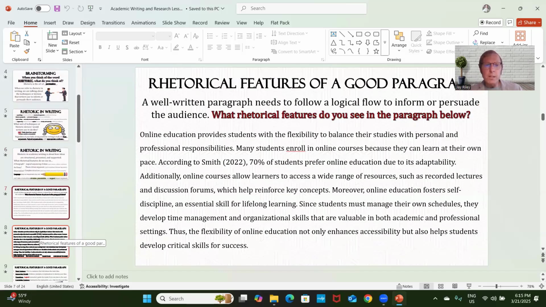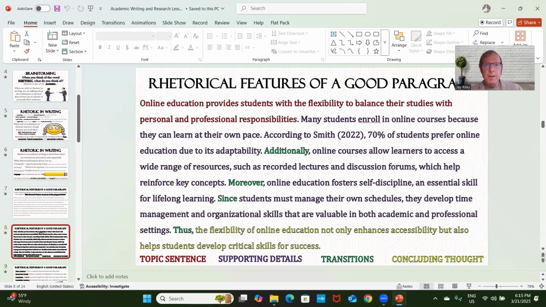So I'm going to move to the color-coded version of this paragraph here. And this is all about online education. And right away in red, we've got a really strong topic sentence. It says, online education provides students with the flexibility to balance their studies with personal and professional responsibilities.